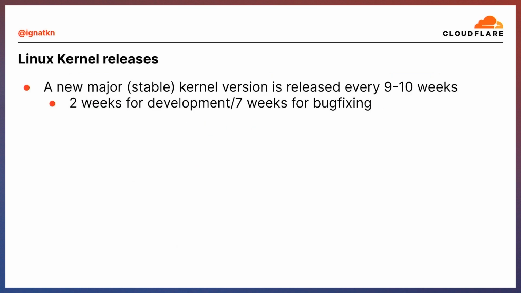Even when the major version of the kernel is being developed, the merge window for features is only 2 weeks, and roughly 7 weeks are for bug fixing and making it stable. So there is a lot of testing that goes into the Linux kernel.